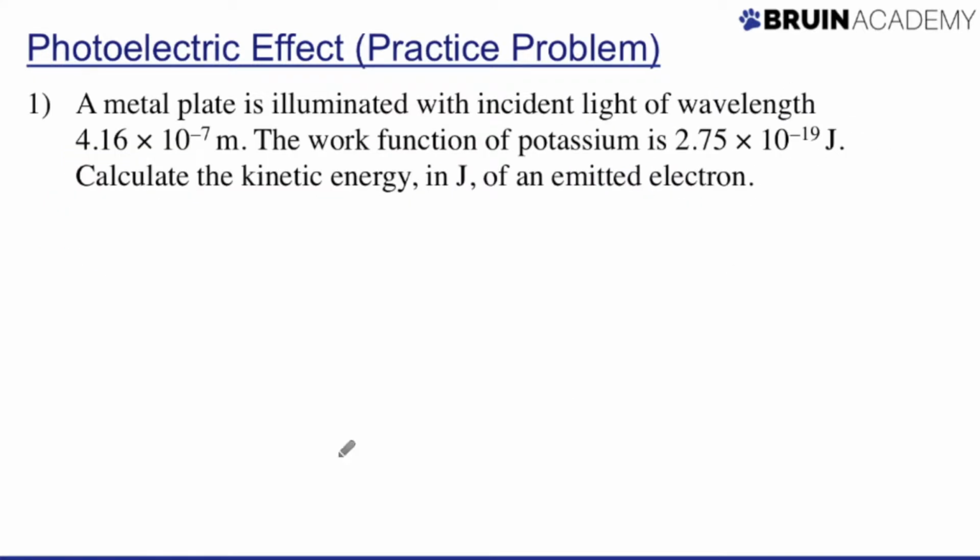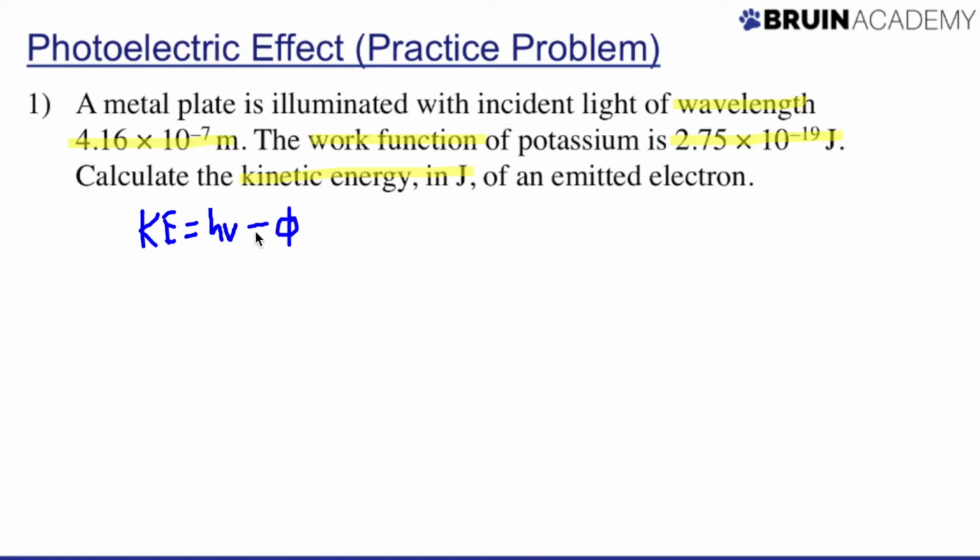So an example of a problem you might see on your exam is the following. It says a metal plate is illuminated with incident light of wavelength 4.16 times 10 to the negative 7 meters. They give you the work function. It's potassium, and it's 2.75 times 10 to the negative 19 joules. And then they want us to calculate the kinetic energy in joules of an emitted electron. So the first thing I would do is identify this question as a photoelectric effect problem, and I would write my equation, which is kinetic energy is equal to h nu minus work function.